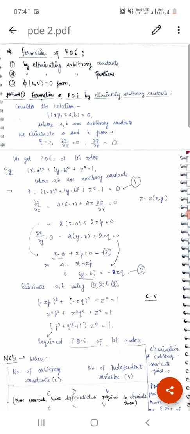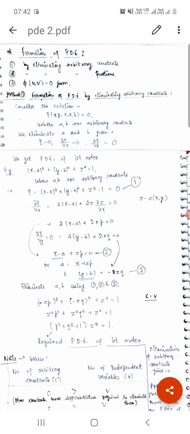In the last two lectures, we have discussed the definition of PDE, the order and degree of partial differential equations, and the classification of first order partial differential equations. Now we'll be discussing formation of partial differential equations. A very similar procedure you must have seen while you were studying formation of ordinary differential equations.